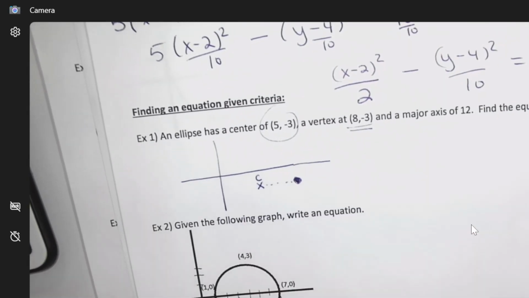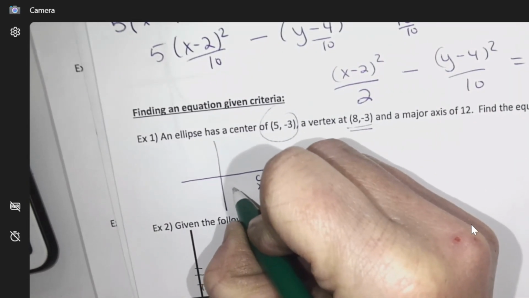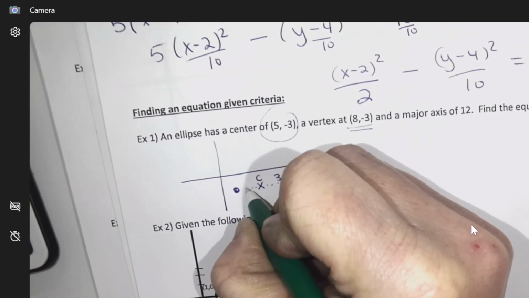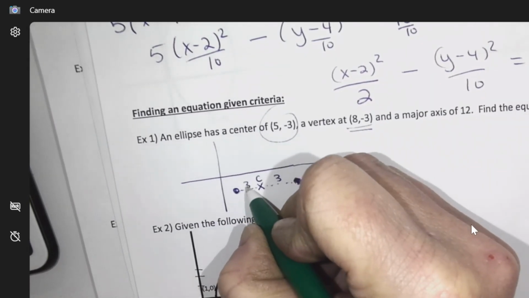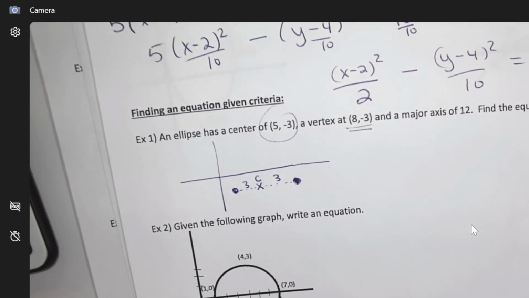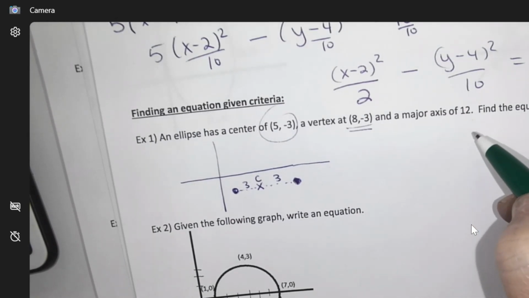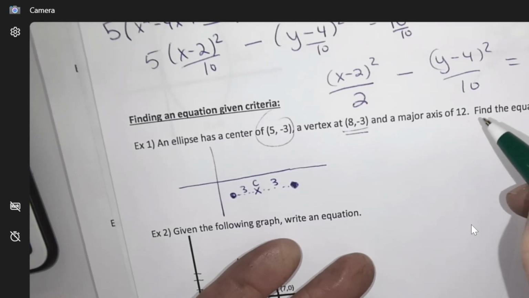So what's the space in that? 3. So what's the length of that axis? If I say the axis, do you know what that means? What's the whole distance across now? 6. But the major axis is 12, so that's obviously not that one.